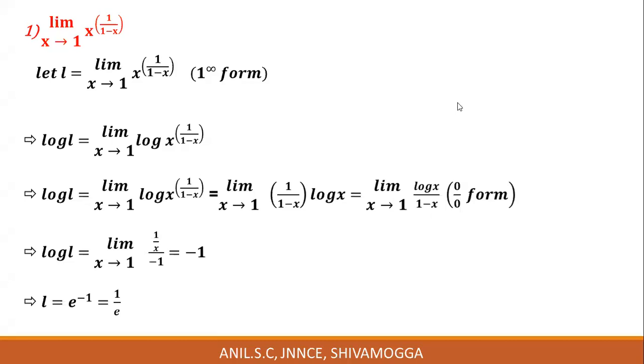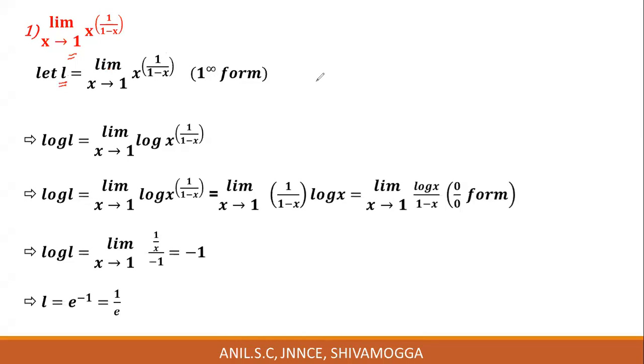Okay, we'll do it again. Limit x tends to 1, x power 1 divided by 1 minus x. The given problem, you take it as L. Limit L is equal to limit x tends to 1, x power 1 divided by 1 minus x.